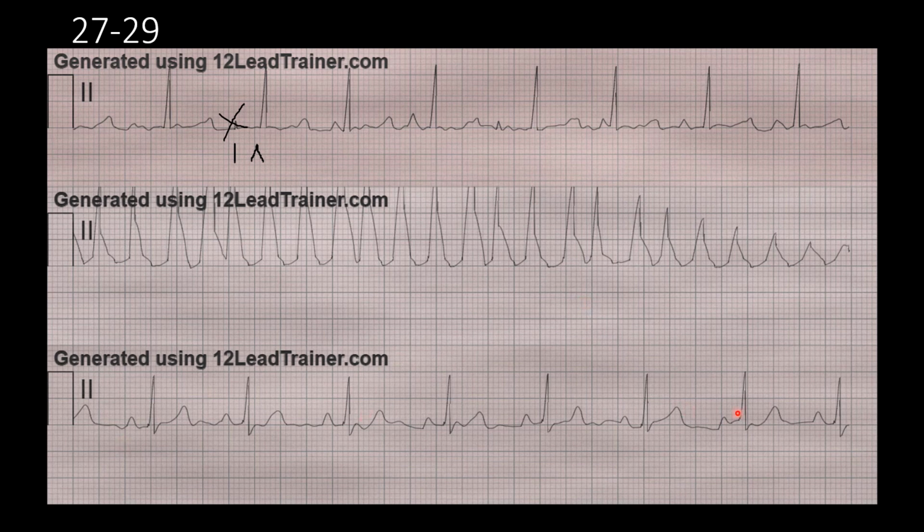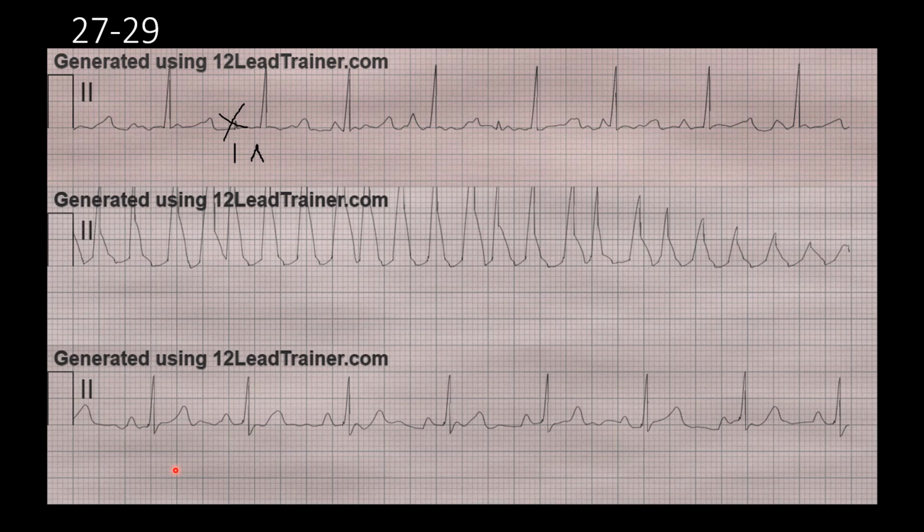Then with this one here, that looks pretty regular to me. We have a rate of about, let's see, let's use this one. So 300, 150, 100, 75. So between 75 and 100. If we do the other method, 1, 2, 3, 4, 5, 7, 8. So we'll go with a rate of about 80.